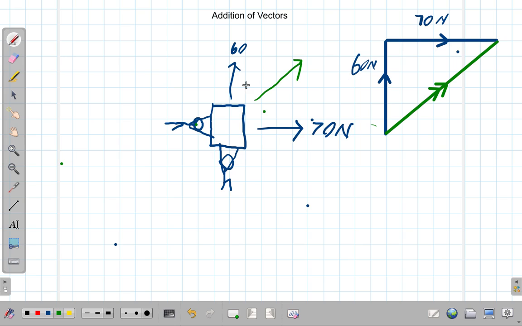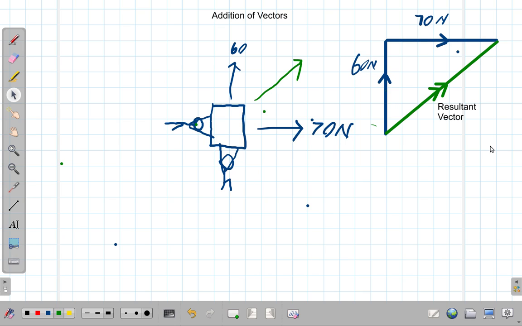Now when you add 2 vectors and you get an answer, which is a third vector, this is called the resultant vector, or sometimes it's just referred to as the resultant. It's just like when you add 2 numbers, what you get, you call it the sum. When you add 2 vectors, what you get, you call it the resultant. All right?